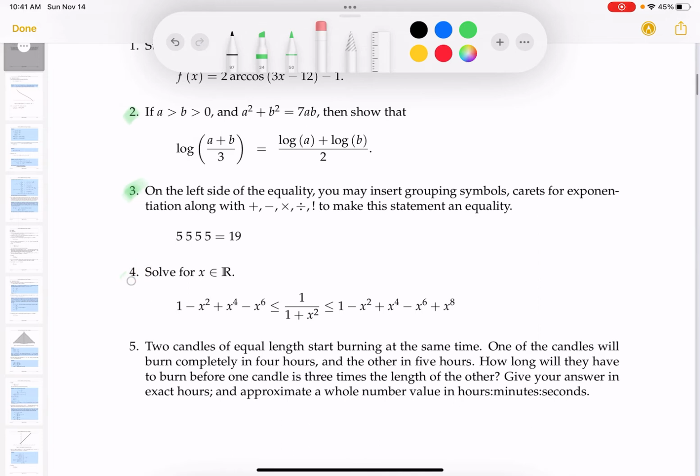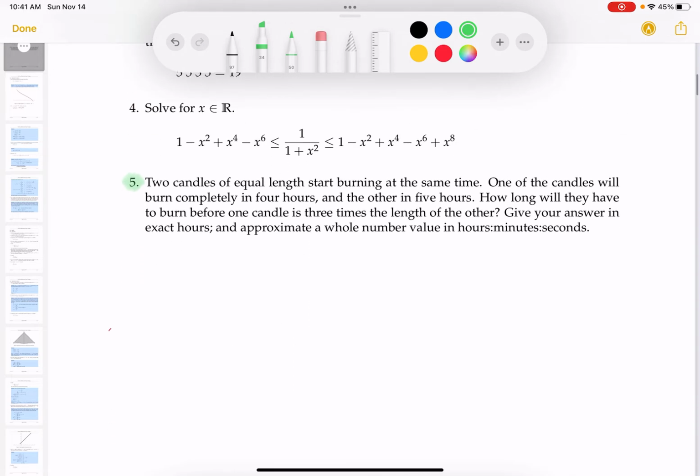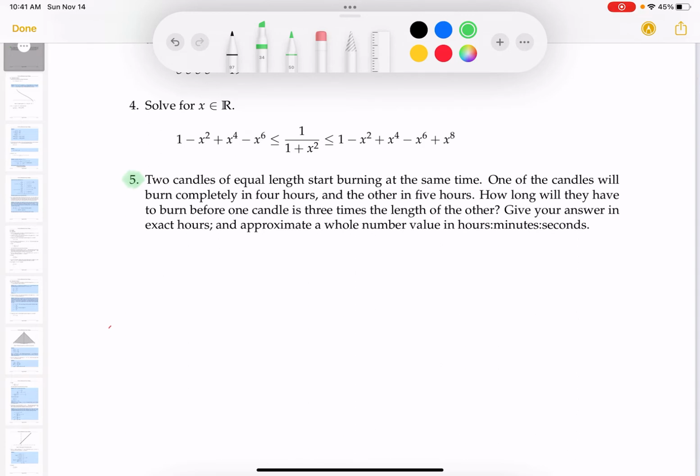That would be crazy. I'm looking at 5, and I kind of enjoy word problems. And what I notice, it says 2 candles of equal length. I'm going to put a picture of that down for me. So a candle here, and a candle over here. They're equal lengths. And it says they start burning at the same time.